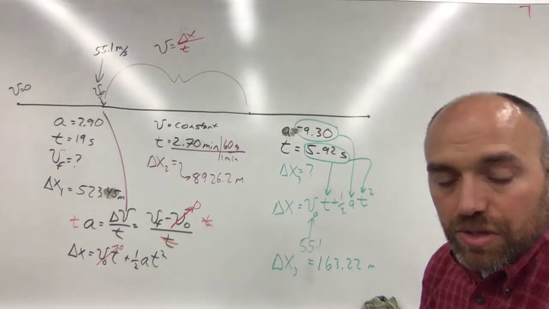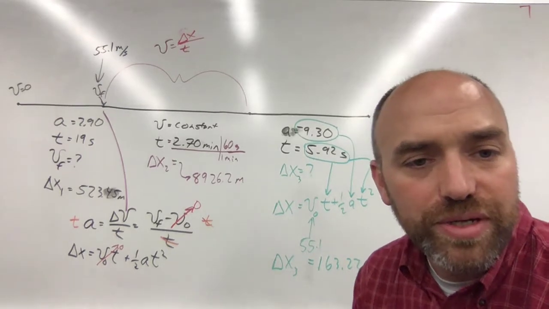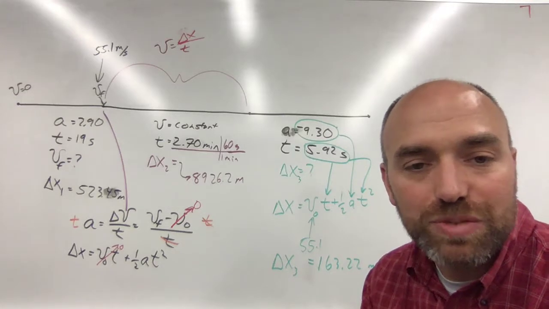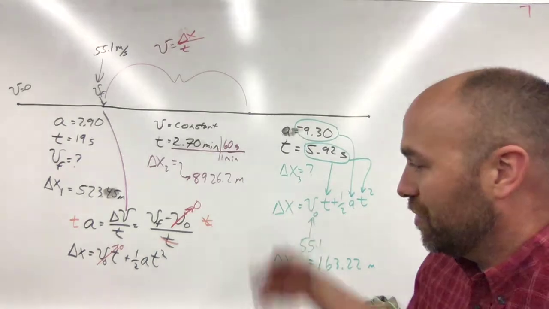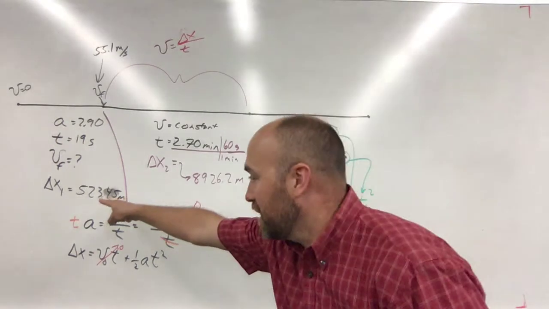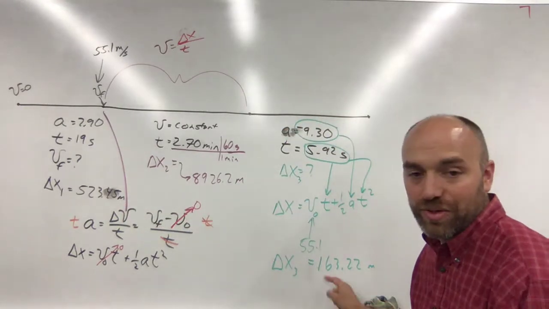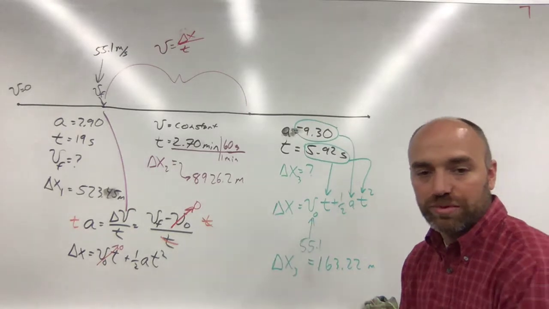Okay, good. Now that we've done all that, what is the question asking anyway? Part A says, what's the total displacement for the trip? So how are we going to find that based on what we now know? You add them all together, right? Yes. You're going to add delta x for leg one plus delta x for leg two plus delta x for leg three. And that'll be the total displacement of the whole trip.